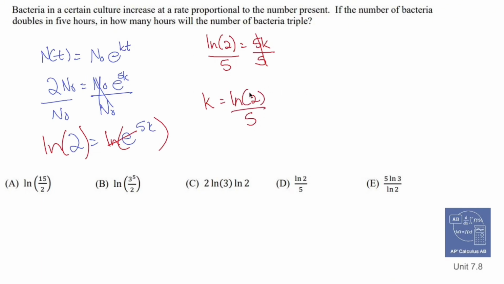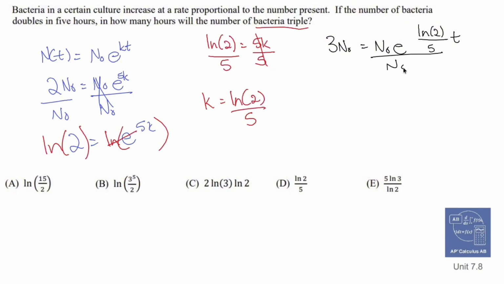Now that we have k, I care about what's going to happen when the bacteria triples. So I'm going to create a very similar equation and do 3 N sub 0 equals N sub 0 e to the 5 times ln of 2 over 5. And I want how many hours, so I don't know t. So let's get rid of that 5, silly me, wasn't thinking there, and make it a t, over 5. All right, much better.